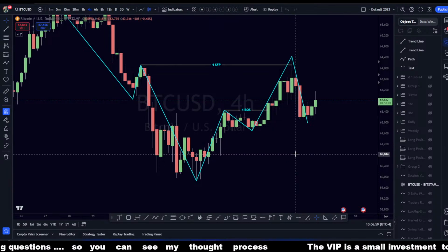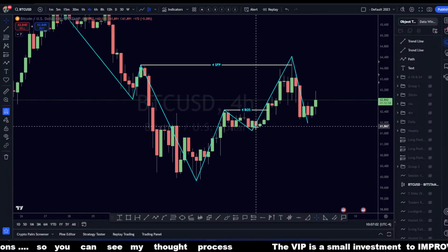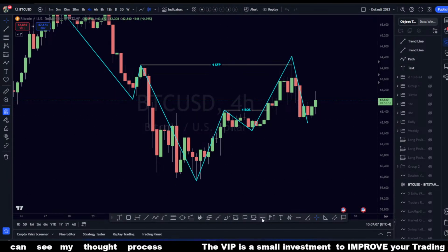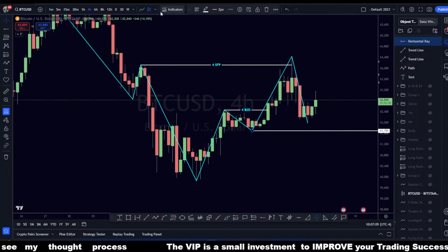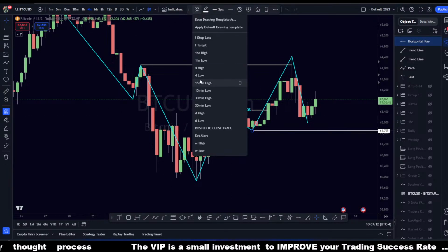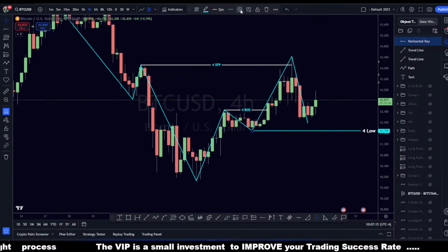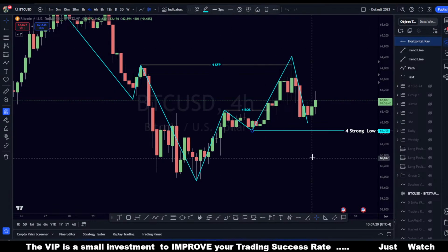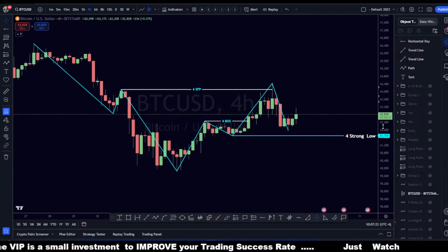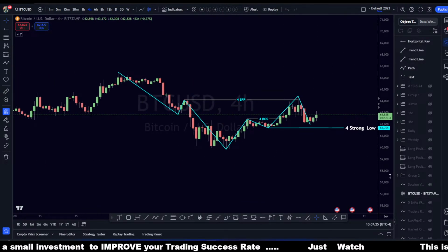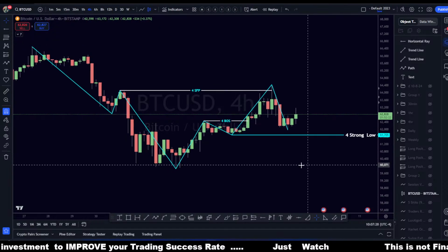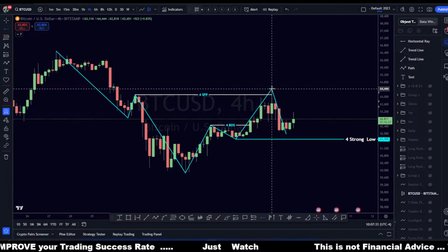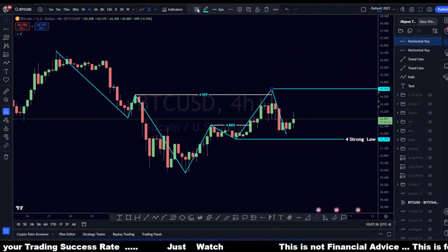Okay. So this is saying this was our low. This is the lowest point on this part right here. We're going to put this for our low, 4-hour low. And this is our strong low. And this right here will be our high, 4-hour high.